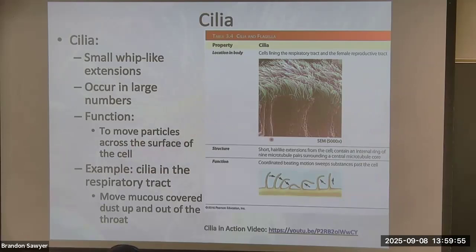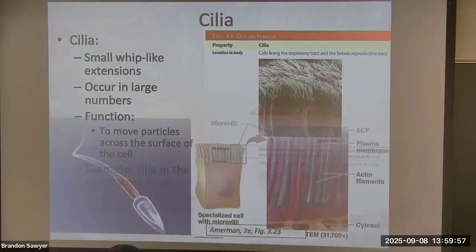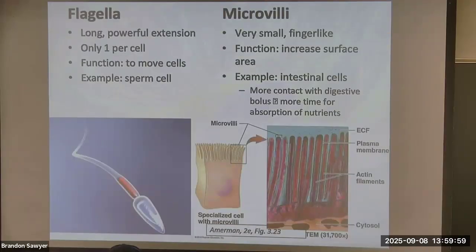Okay, all right, another thing that we find on cells would be the flagellum of a cell. Most cells don't have these, but some do. One example is a sperm cell. So it's an extension, but it's just one extension. It's much bigger, much more powerful than the cilia that we were just looking at. And this is for movement, right? For cells like sperm that need to move and swim through solution.